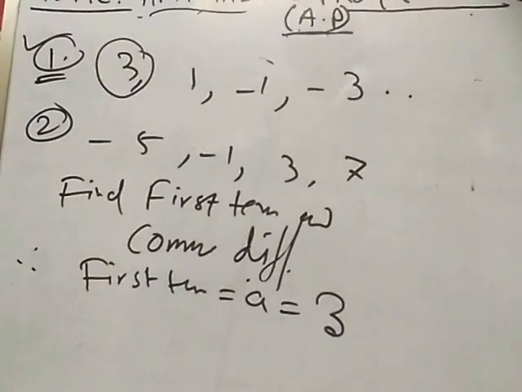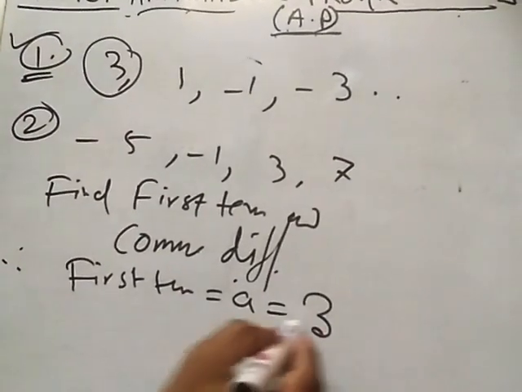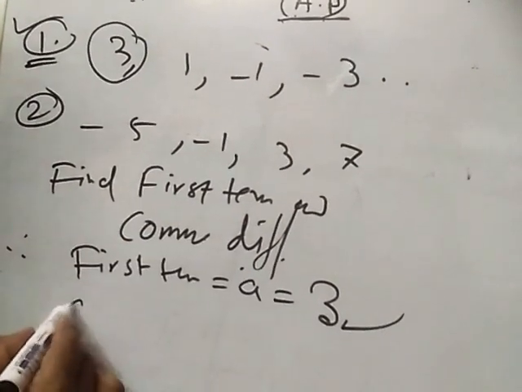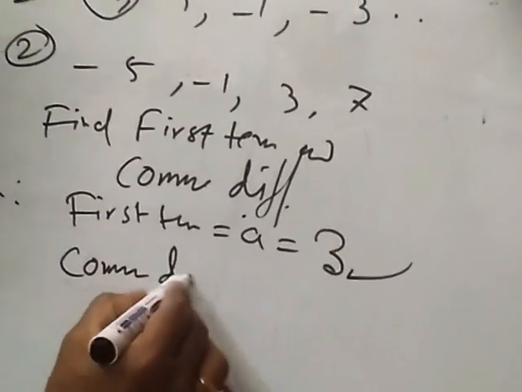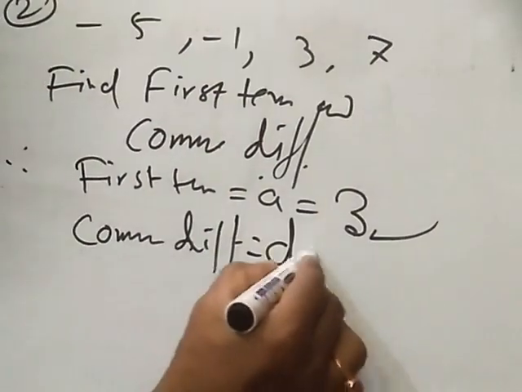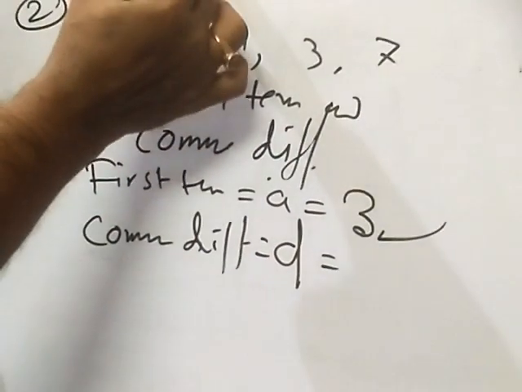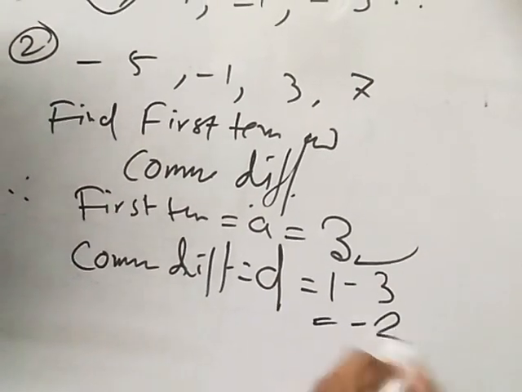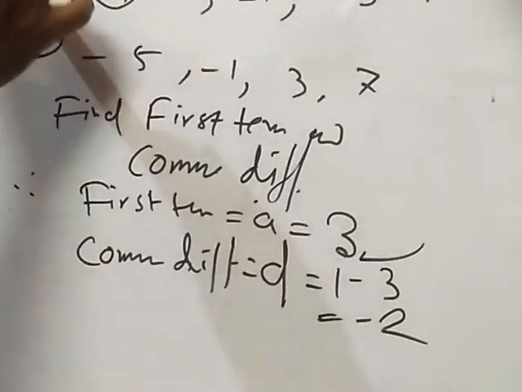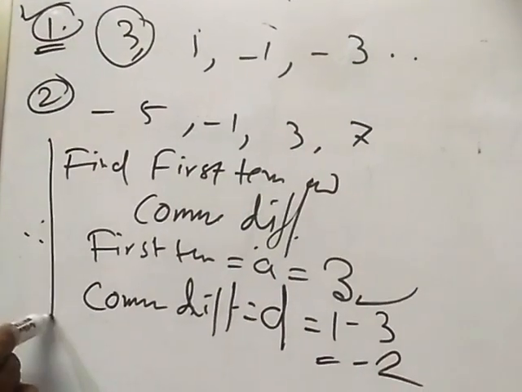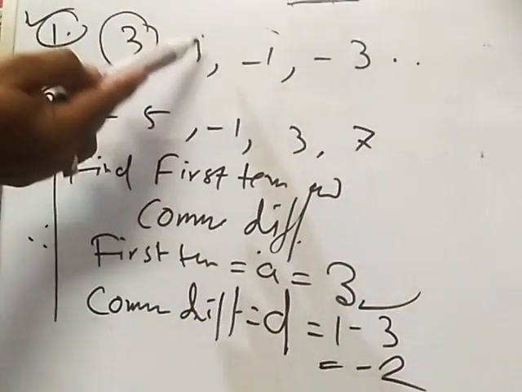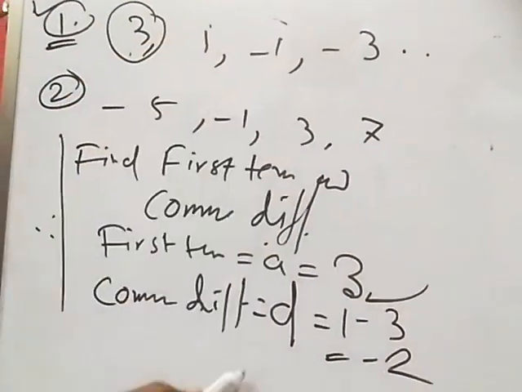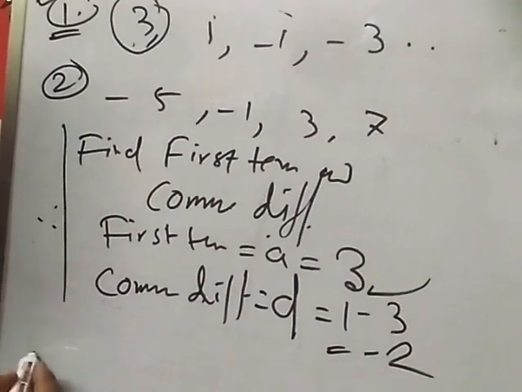Any doubt? Very good. Next, common difference. Common difference, denoted d, equals this minus this: 1 minus 3. Answer please: minus 2. So the first one we have done. This is the first term, and the common difference is 1 minus 3, or minus 1 minus 1. Clear? Good. Now do.